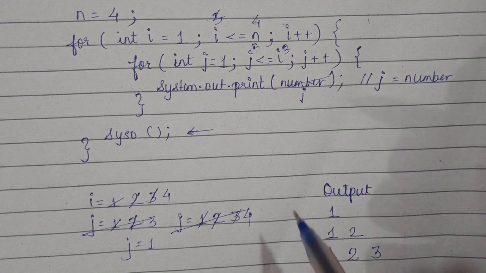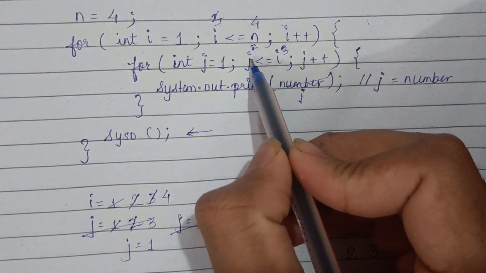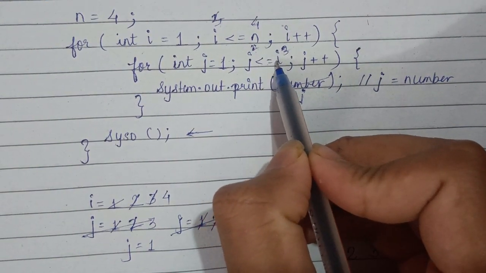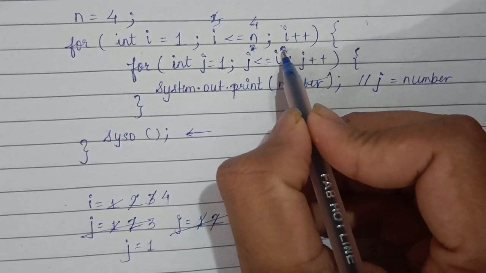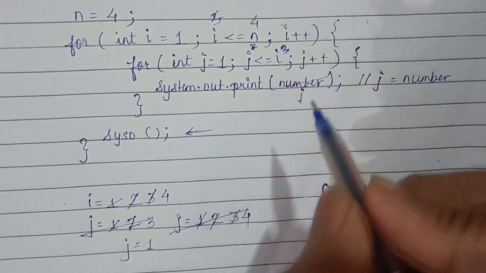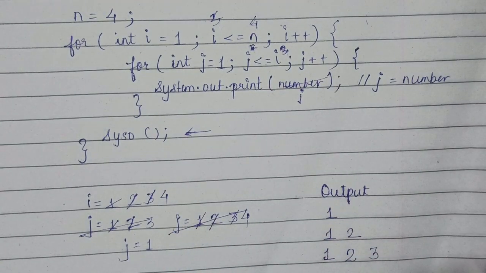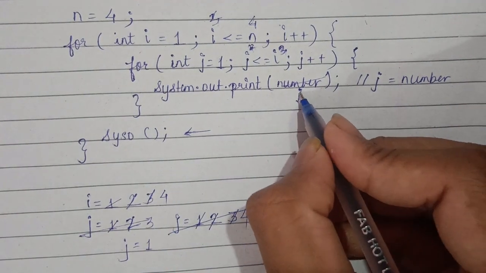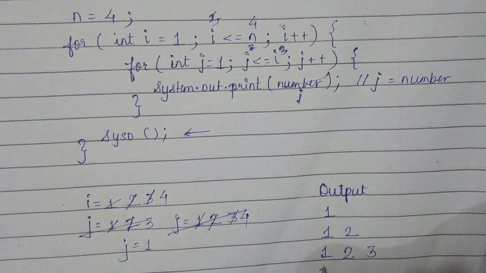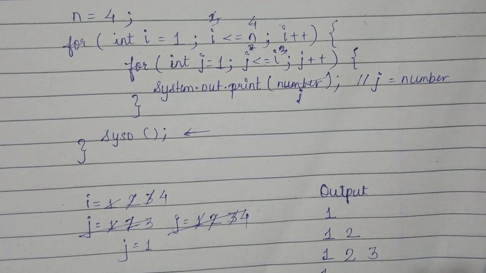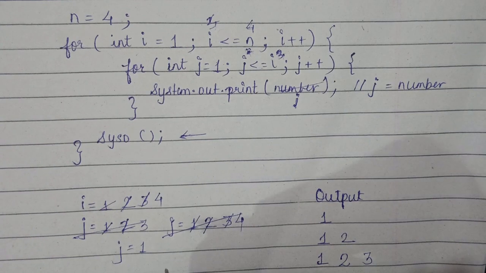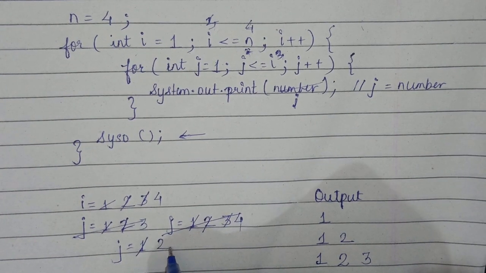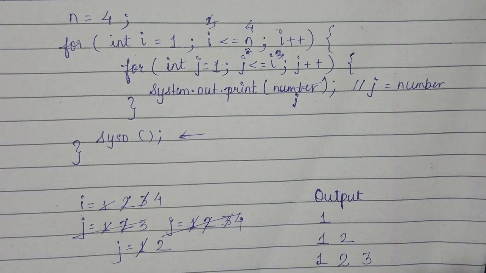Now it will check the condition: is j less than or equal to i, meaning 1 less than or equal to 4, since i's current value is 4? The condition is true, so it will print j, meaning 1. Now j's value gets updated by 1, and j's value is now 2.